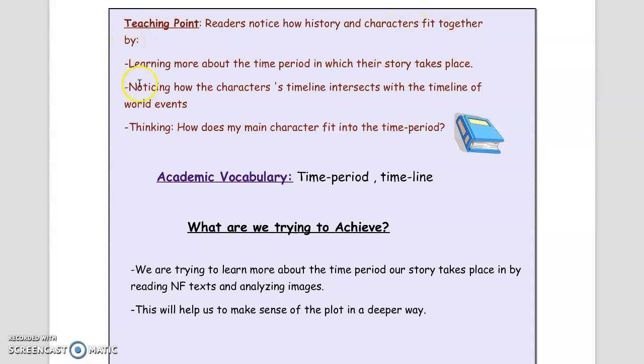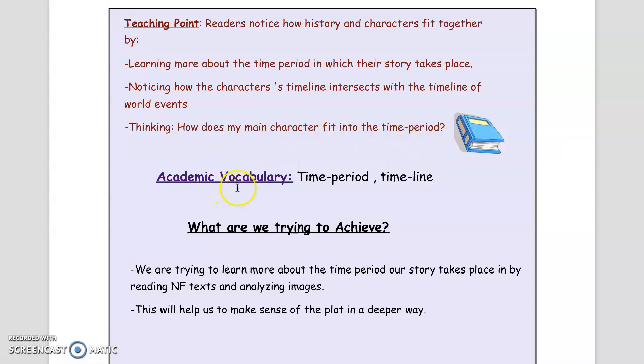Okay? So that brings us to our teaching point, which is readers notice how history and characters fit together. We're going to do this by learning more about the time period in which our story takes place. We're going to notice how the character's timeline intersects with the timeline of world events. And then we're going to think, how does my main character fit into the time period?